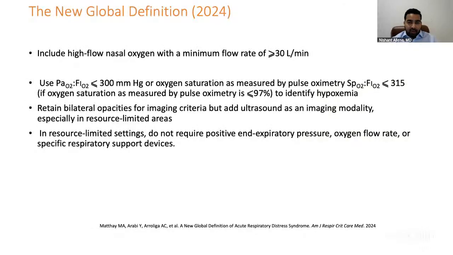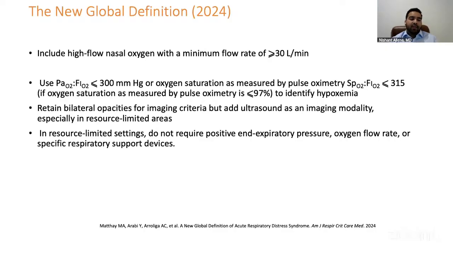Important because even though patients are on high flow, they should meet the minimum requirement, which is quite obvious because that's usually the minimum which we start them out at. And you again have your PF ratio of less than 300. But this time, in a resource poor setting, they also included SF ratio, which is the SpO2/FiO2 ratio of less than or equal to 315, which is also known as the Kigali index.